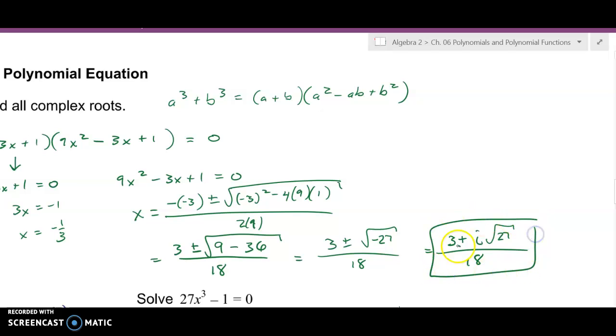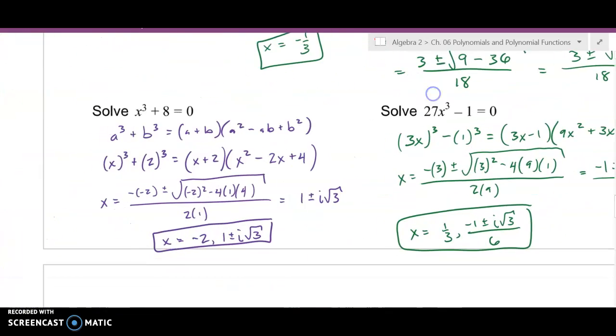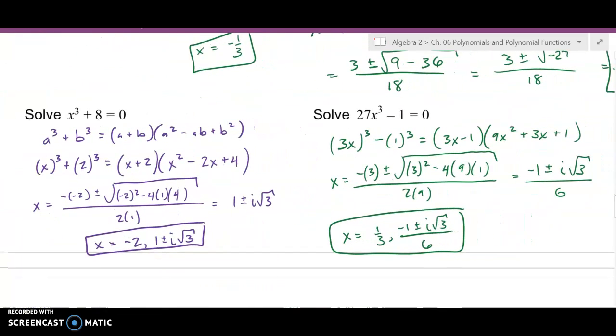So there's two of them. Oops, plus or minus, sorry. And here's that third one. So you get -1/3 and then those complex solutions. These ones down here start the same way. See if you can figure out what the a and b values are, and substitute and solve. There you go.